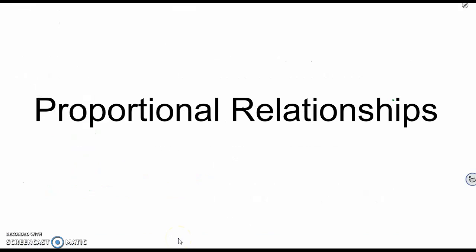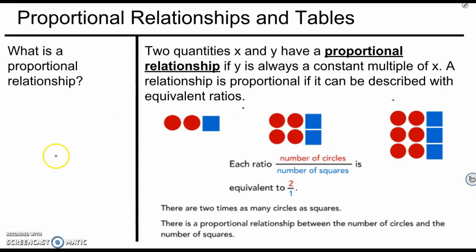Now let's look at your notes on proportional relationships. What is a proportional relationship? Two quantities x and y have a proportional relationship if y is always a constant multiple of x. Here we see that we are comparing the number of circles to the number of squares. This ratio simplifies to 2 over 1. There are 2 times as many circles as squares. Therefore, we see that there is a proportional relationship between the number of circles and the number of squares.